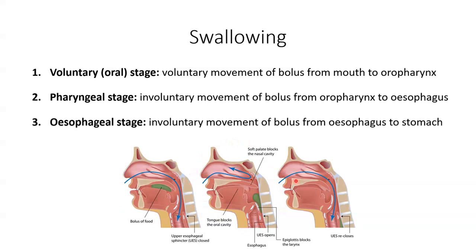The pharyngeal phase begins when the bolus moves into the oropharynx. Remember, the oropharynx is this part of the pharynx here, which sits behind the oral cavity or the mouth. When the bolus moves into the oropharynx, it stimulates receptors, which then send an impulse to the deglutition or swallowing center in the brainstem.